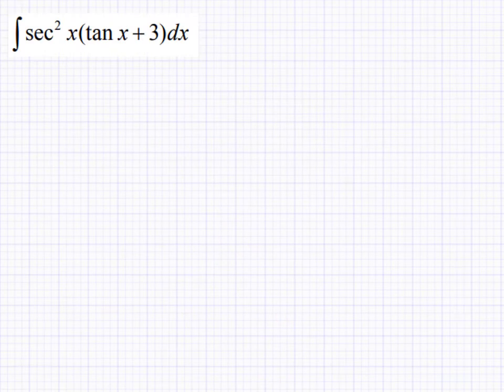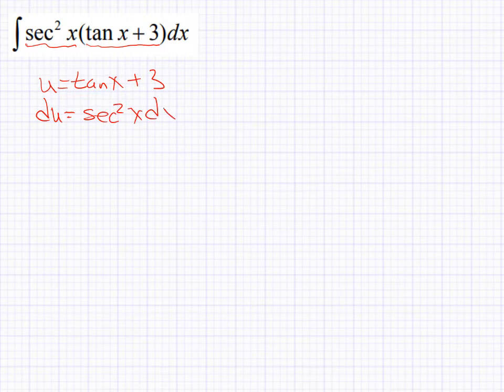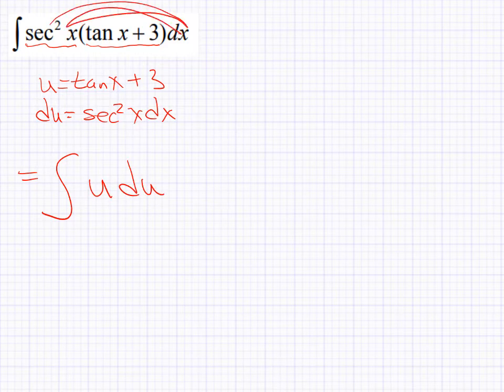How about this next one? Well, you would have to recognize that the derivative of tan x plus 3 is secant squared. And that's the whole thing with substitution, right? Is a pattern of recognizing that you have a function and that function's derivative within your integrand. So if u equals tan x plus 3, then du equals secant squared x dx, and this integral simply becomes u du. This is a du, this is u. So you get u du.